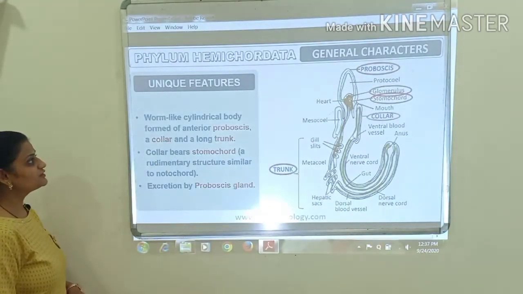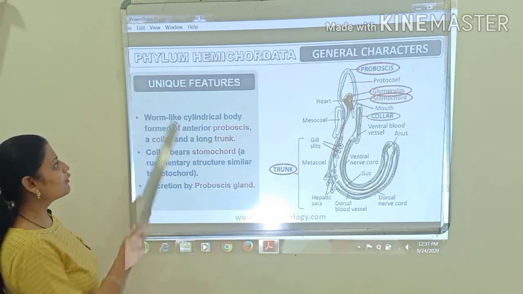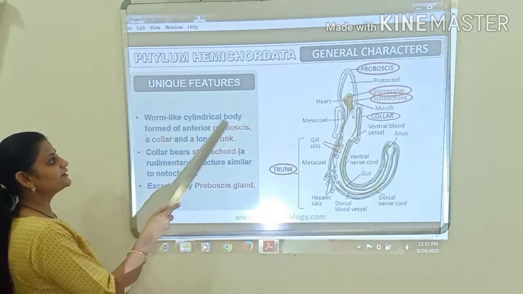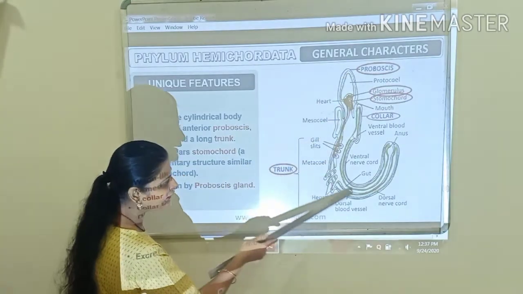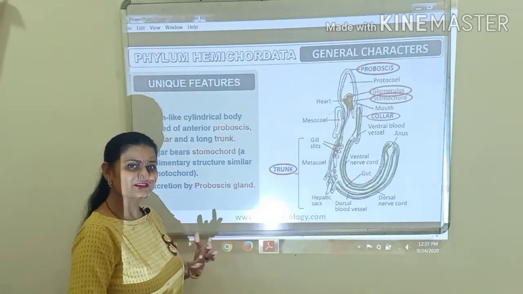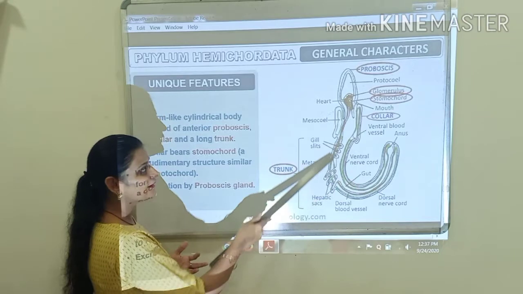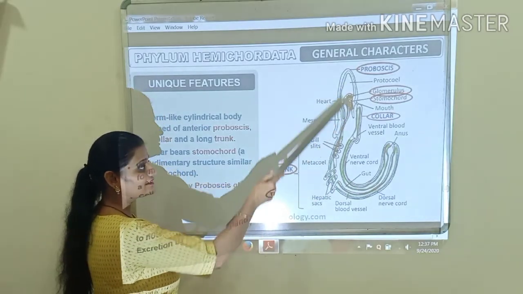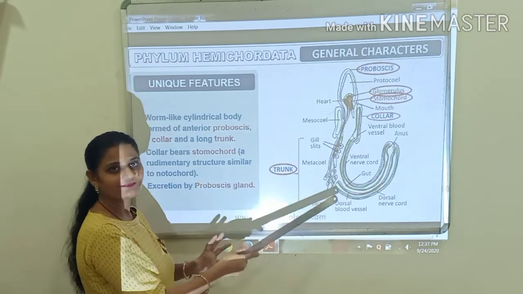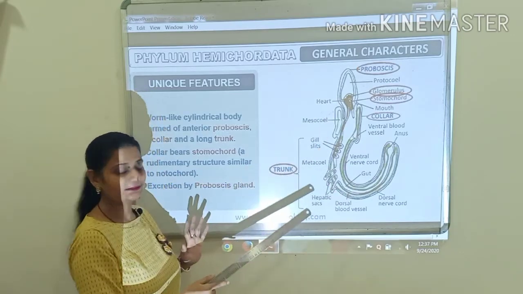Then some unique features are they have worm-like cylindrical body. Can you see in this diagram? You can find it like a worm. ठीक है, earthworms देखे ना सबने, तो worm जैसा ही दिख रहा है ना. So they have worm-like and cylindrical body. Cylinder है, cylinder जैसा body होता है इनका.